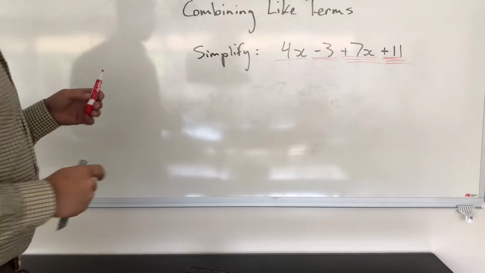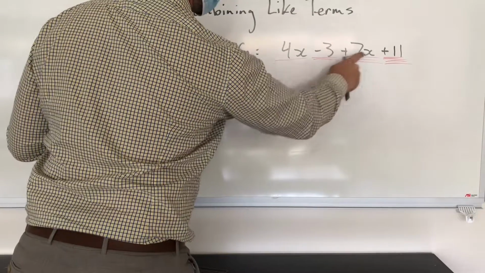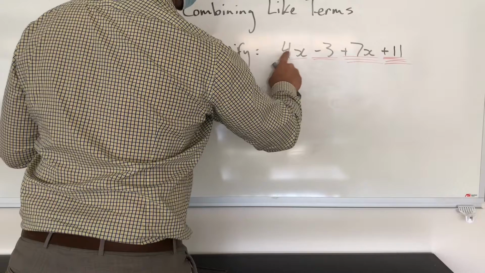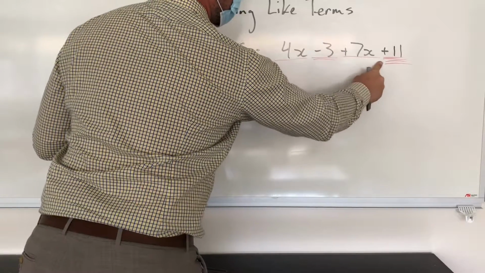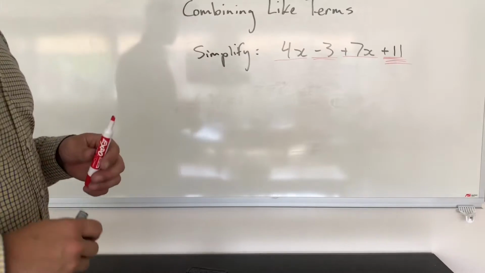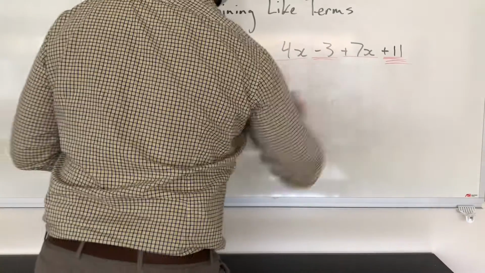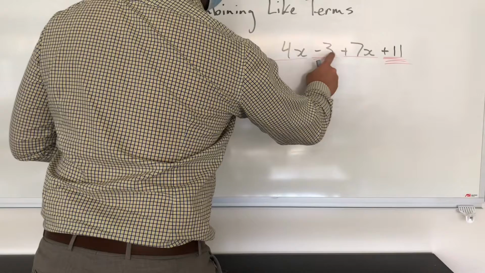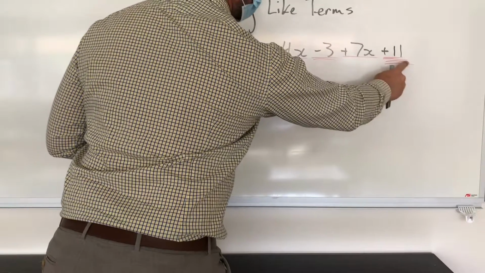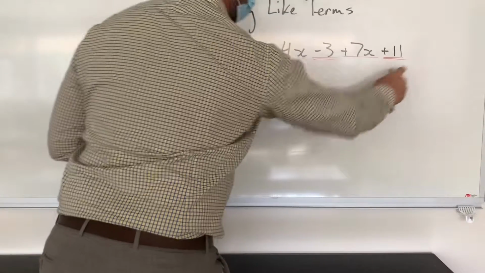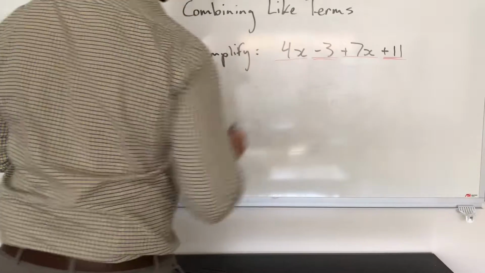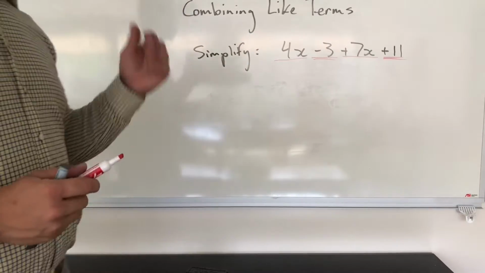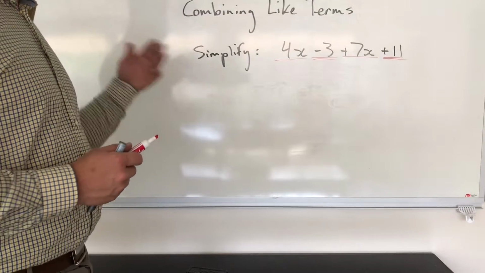And they're like terms if they contain the exact same variable components. So notice 4x contains the exact same variable components as 7x. So these are like terms, and often I'll leave them underlined using a similar underline. Now, -3 has no variable component. Well, neither does 11. So I'll leave those double underlined. I want you to notice that I brought the sign along with the term. That's because the sign in front of the term belongs to the term.